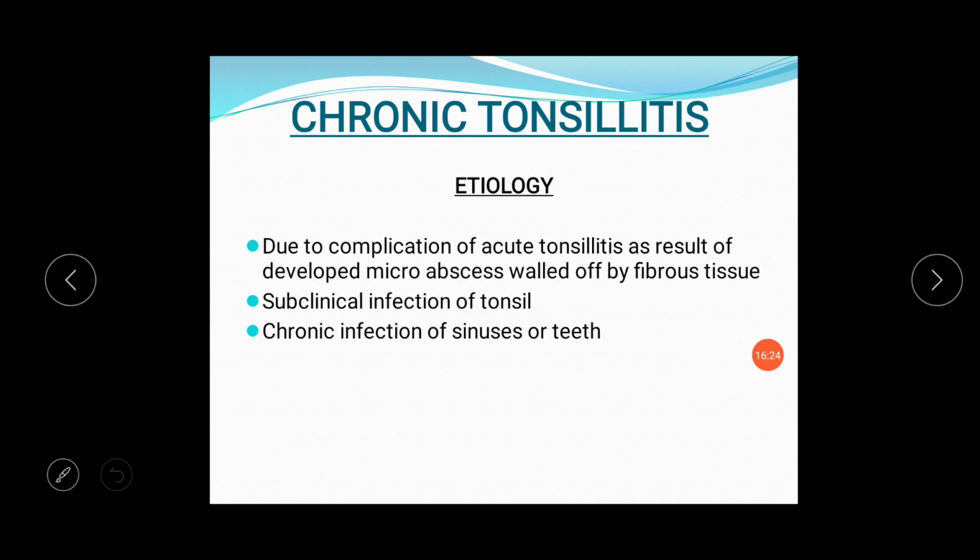Chronic tonsillitis. The main etiology for chronic tonsillitis is a complication of acute tonsillitis, as a result of developed microabscesses walled off by fibrous tissue. Whenever acute tonsillitis is present and an inadequate antibiotic course is given, there will be formation of subclinical infection in the tonsillar substance. This subclinical infection will increase when the patient's immune response is low.